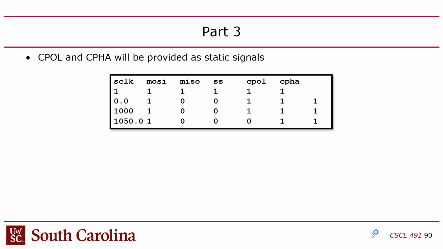Okay, and then finally, one last detail. So what about CPUL and CFA? Because that's going to affect how you're decoding these. So we're going to provide CPUL and CFA as signals in the trace file that you can read out, but they're DC. They don't change. So you can just read them at time 0.